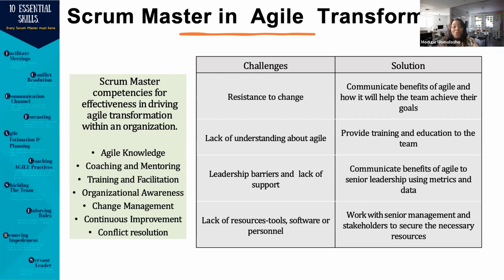Another key one is leadership barriers and lack of support from leadership. That happens a lot. Sometimes in some organizations, the leaders say, go do Agile, go make our things. That's not them giving support. Adoption should come from the top. The leadership team should be the key champion.